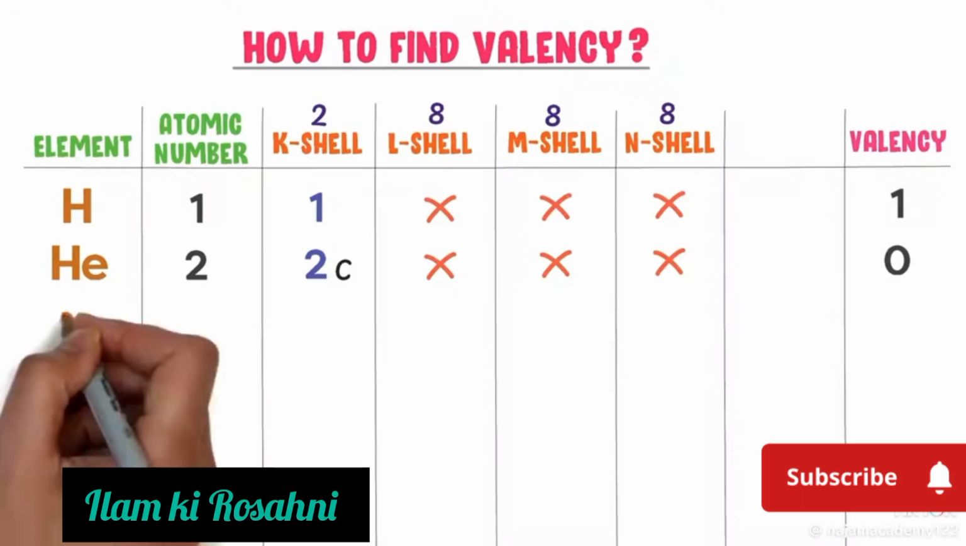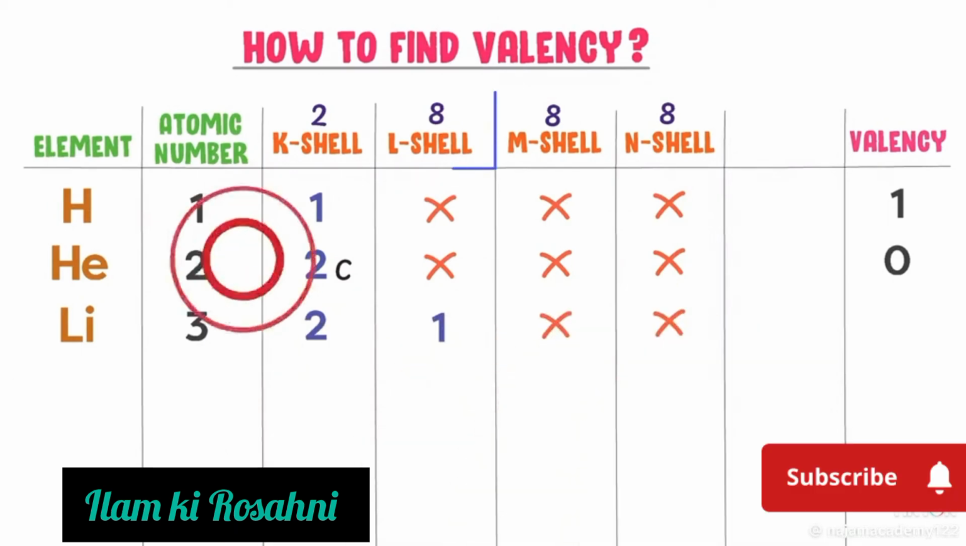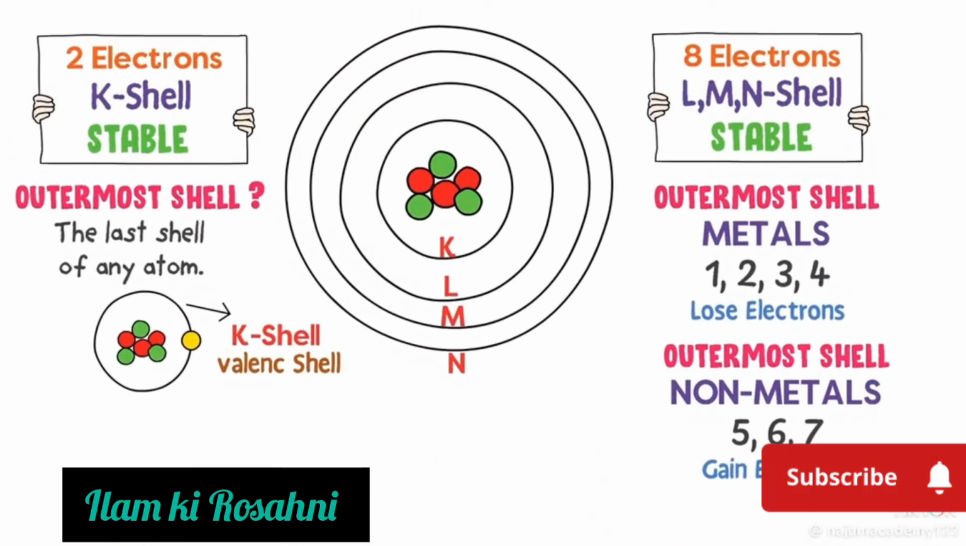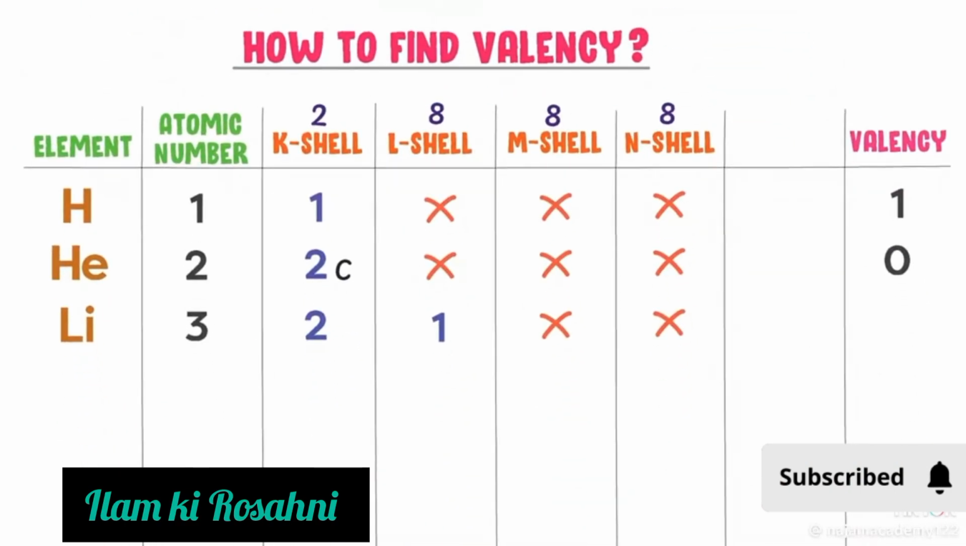The third element is lithium, and its atomic number is 3. K shell can accommodate 2 electrons and 1 electron of lithium is present in L shell. The outermost shell of lithium is L shell. We have learned in the previous slide that if there are 1, 2, 3 or 4 electrons in outermost shell of any element, it is a metal. And we also learned that metals lose electrons. So lithium is a metal. Lithium will lose this 1 electron and its K shell having 2 electrons attains stability. So the trick I use is 1 is less than 4. Thus the valency of lithium is 1.